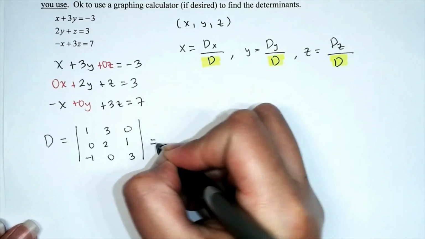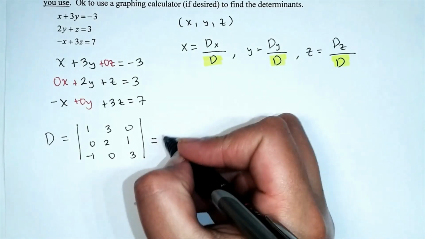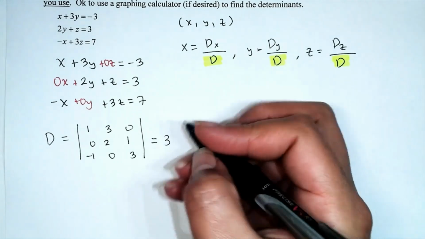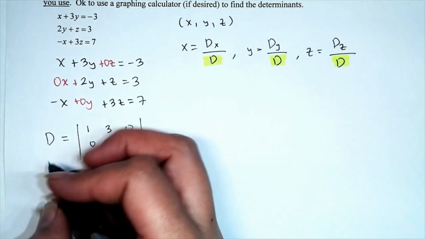Okay, with a little elbow grease with the calculator, I'm not just gonna show the steps because it takes time. But we put it into the calculator and the calculator gives us 3. Cool. So that does not equal 0, so that makes me happy, which means that we can use this technique.